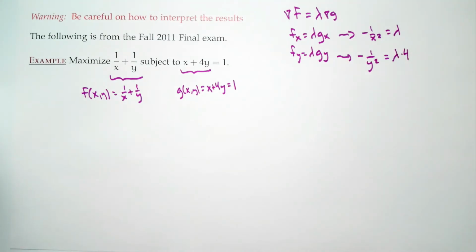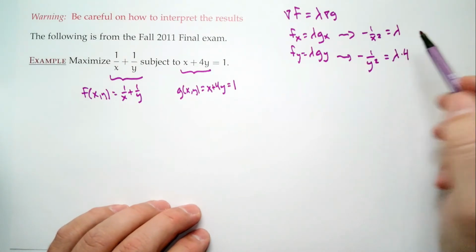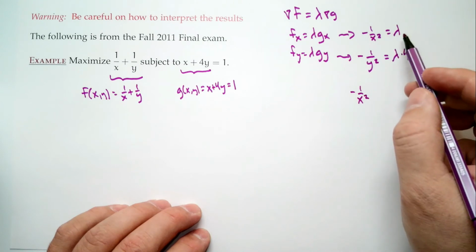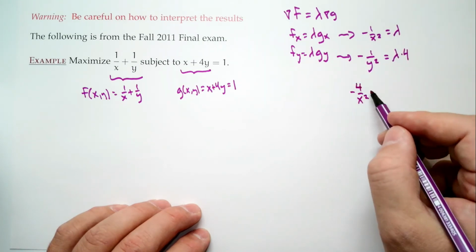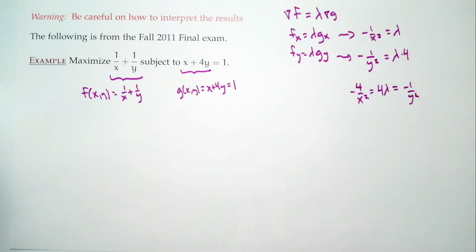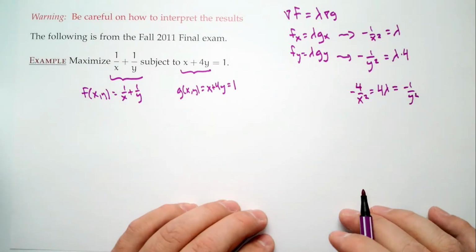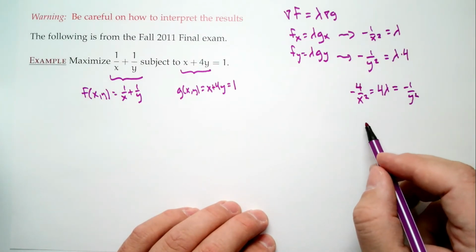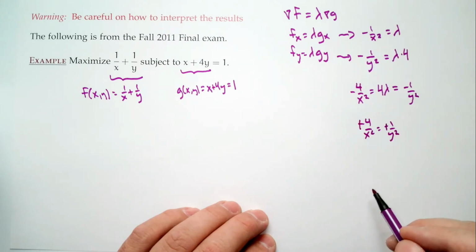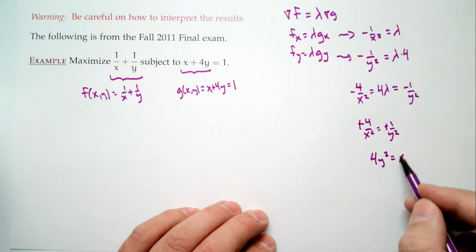All right. Well, we can't have x and y be 0 because that's just undefined. So we're not going to worry too much. But notice what we can do is we can say that minus 1 over x squared is equal to lambda. This is 4 lambda, so we can say that minus 4 over x squared is 4 lambda, which is also the same as minus 1 over y squared. So we can use the connections about lambdas to get a connection between x's and y's. So, if we go further, minus 4 over x squared equals minus 1 over y squared. The minuses on both sides cancel out. 4y squared equals x squared.